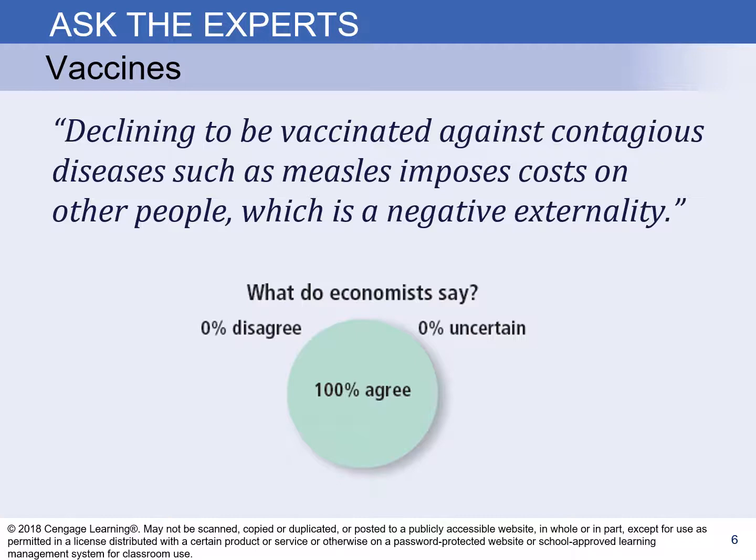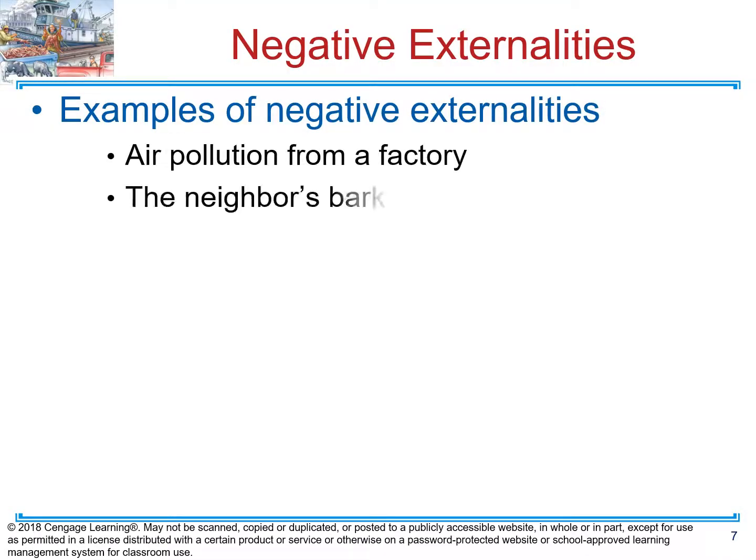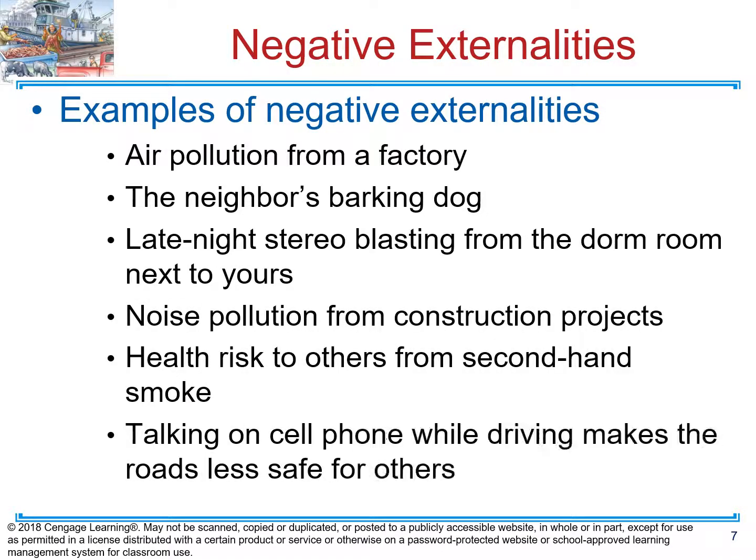Declining to be vaccinated against contagious diseases such as measles imposes costs on other people, which is a negative externality. 100% of economists agree. Examples of negative externalities include air pollution from a factory, a neighbor's barking dog, late night stereo blasting from the dorm room next to yours, noise pollution from construction projects, health risks to others from secondhand smoke, and talking on cell phones while driving, which makes the roads less safe for others.